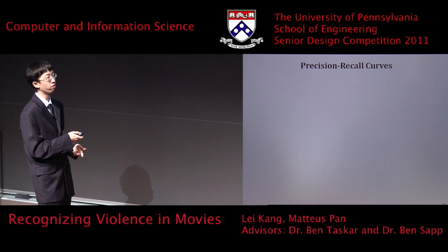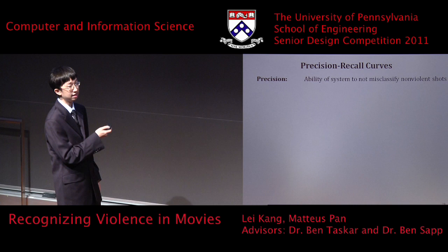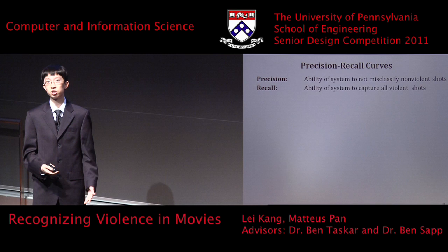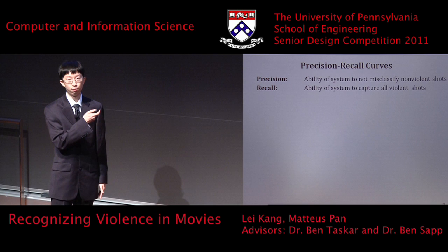A much more informative description of our system's performance is the precision recall curves. And in this context, precision is the ability of the system to not misclassify non-violent shots, whereas recall is the ability of the system to capture all the violent shots. And which one is more important depends on your application.